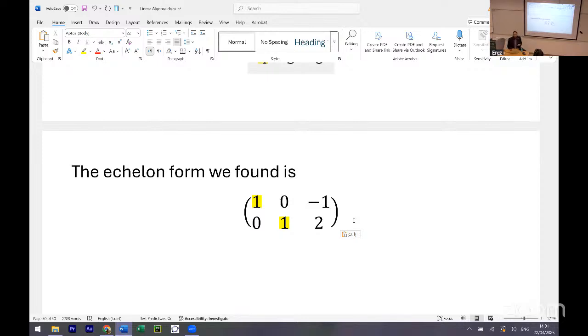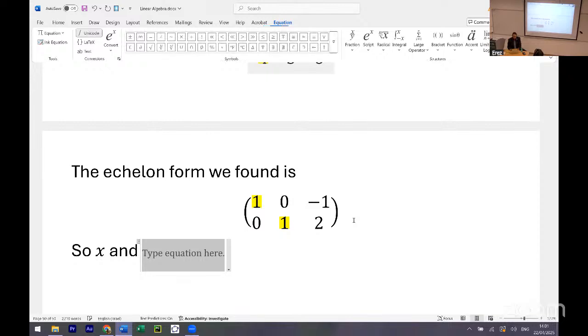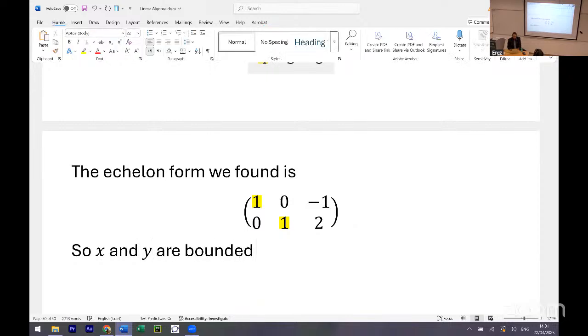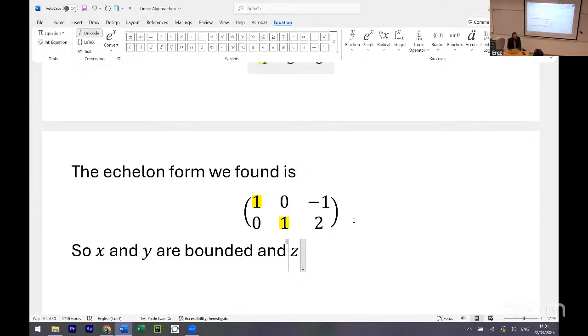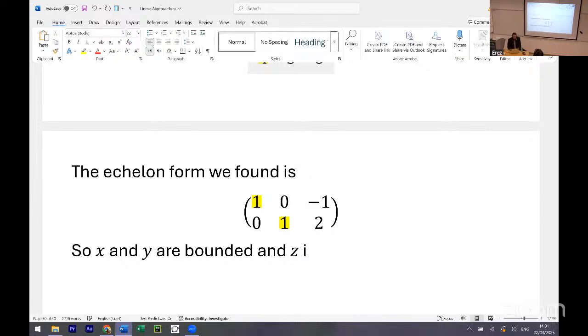Which columns, which variables have pivots in their columns? X and Y. So X and Y are bounded, and Z, the third variable, is free. Because in the coefficients of X, there is a pivot. There is a line in which the first element in this column is the first element which is different than 0.